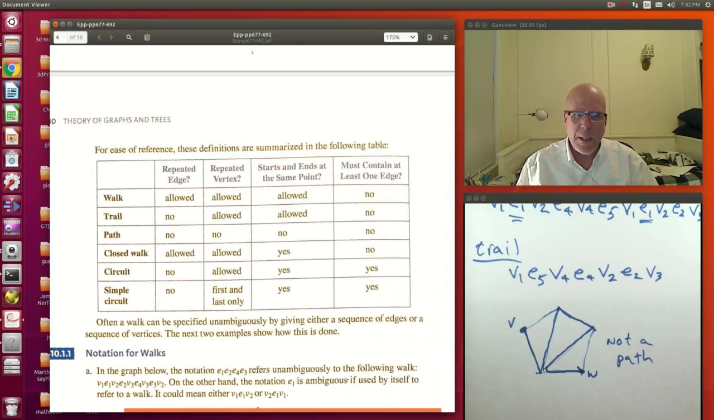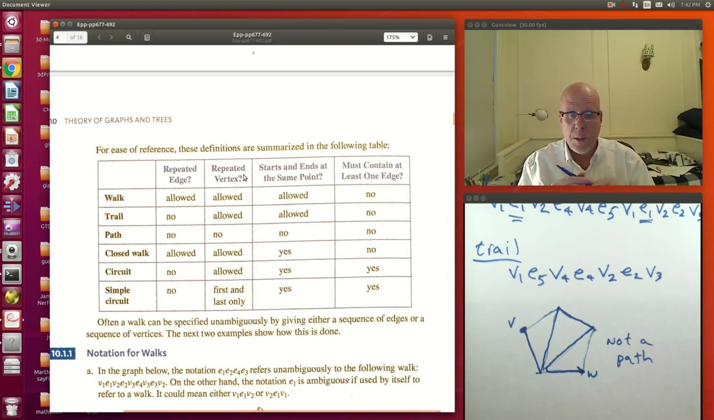I think I didn't see this in previous editions of the book, so I really like this, that they lay out the things that are required in order to be called a trail or a walk or a path or a circuit or a simple circuit. So the ones that are called walks, the closed walk and the regular walk, you're allowed to have repeated edges. They are also allowed to have repeated vertices. The trail, you can't have repeated edges, but you can still repeat the vertices. And the path, it's no to both of those questions. You're not allowed to repeat edges, you're not allowed to repeat vertices.